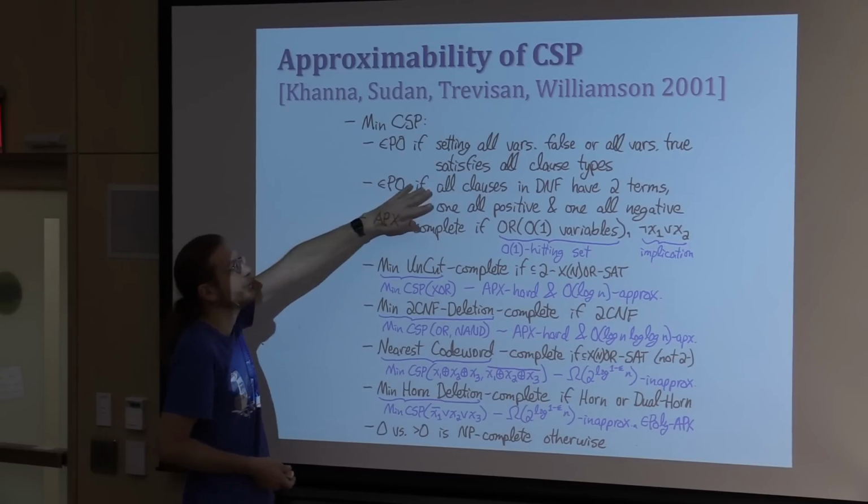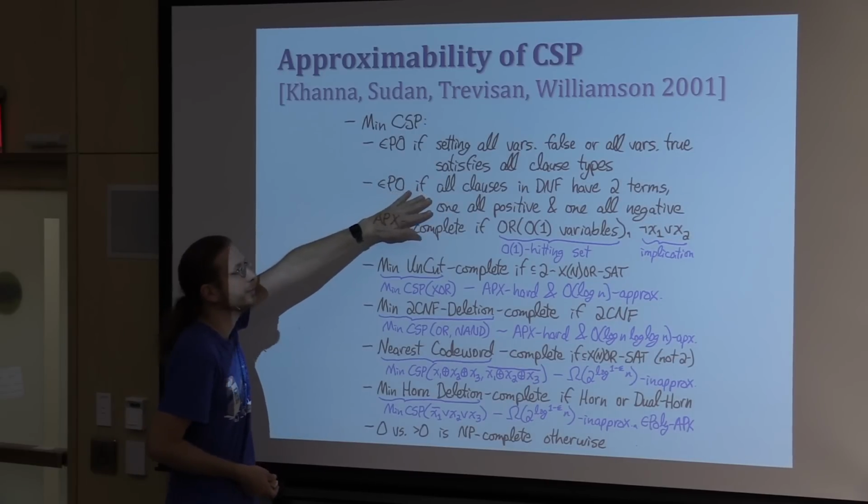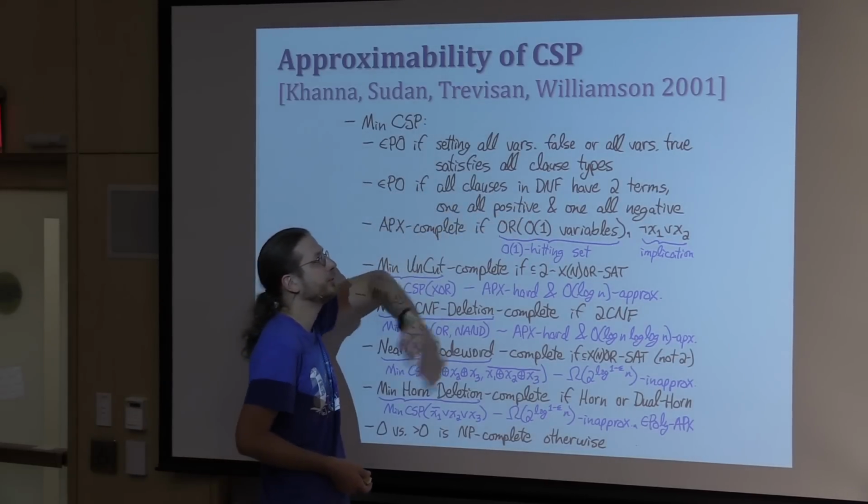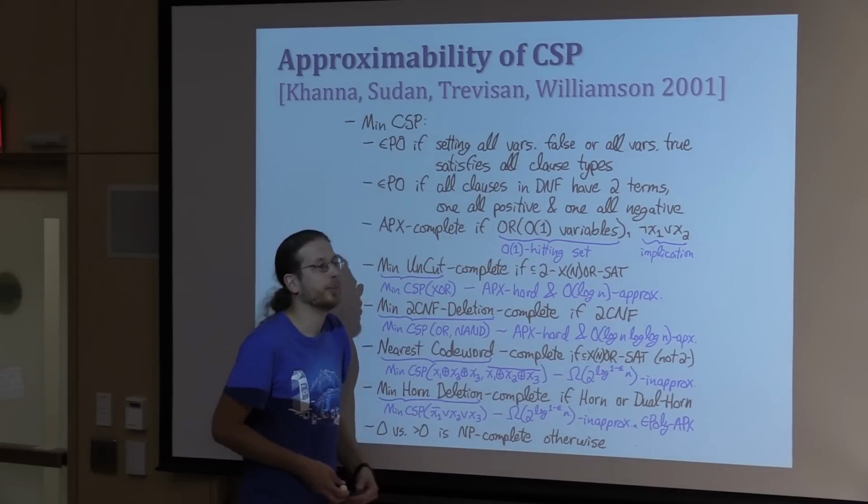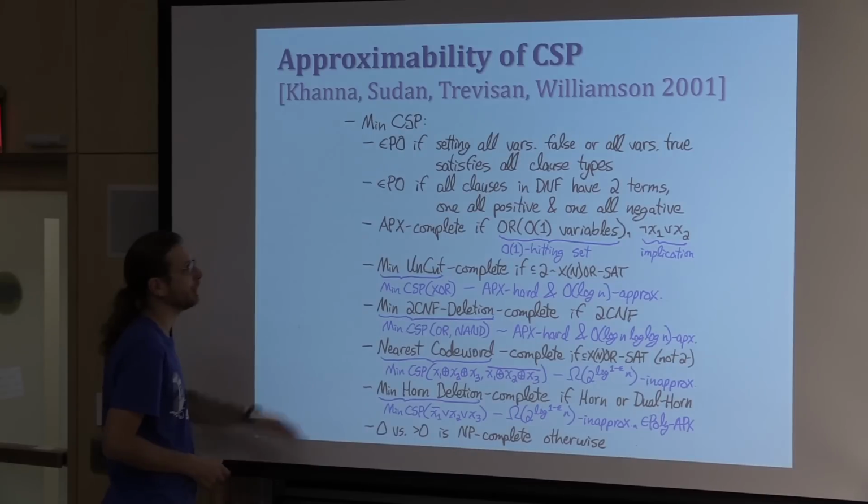Also, we had this situation from max CSP. If when you write it in DNF, there's exactly 2 terms for every clause, and one of them is all positive variables, and the other is all negative variables. That's also easy.